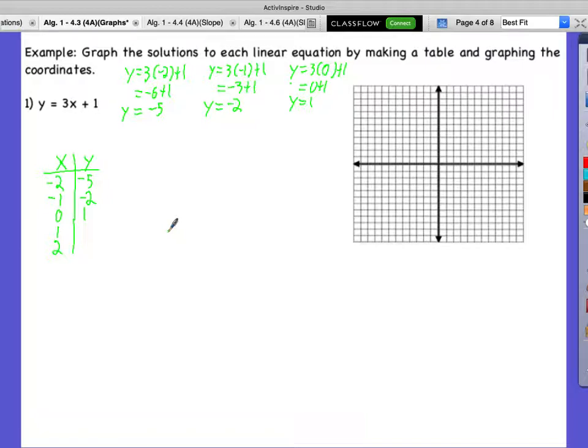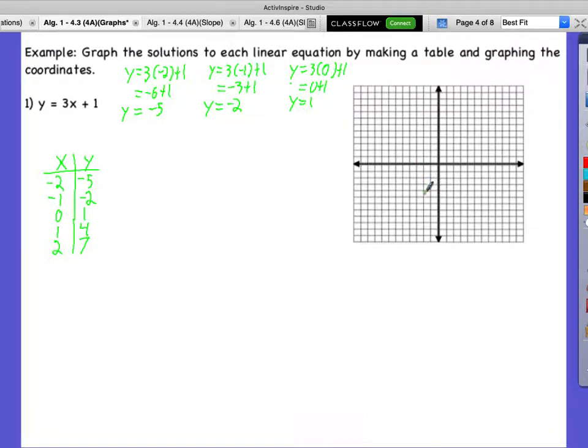Justin, what did you end up getting for y when x was 1? You got 4? I agree. Okay. Ryan, what did you end up getting for y when x was 2? I agree. Okay. So then we plot these points.